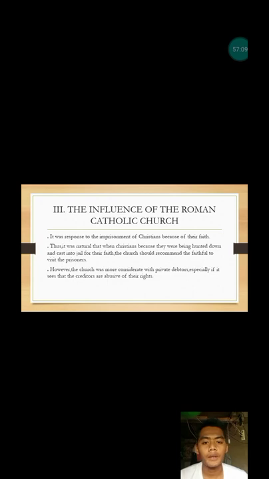Third, the influence of the Roman Catholic Church. It was a response to the imprisonment of Christians because of their faith. Thus, it was natural that when Christians were being hunted down and cast into jail for their faith, the church should recommend the faithful to visit the prisoners. However, the church was more considerate with private debtors, especially if it saw that the creditors were abusive of their rights.